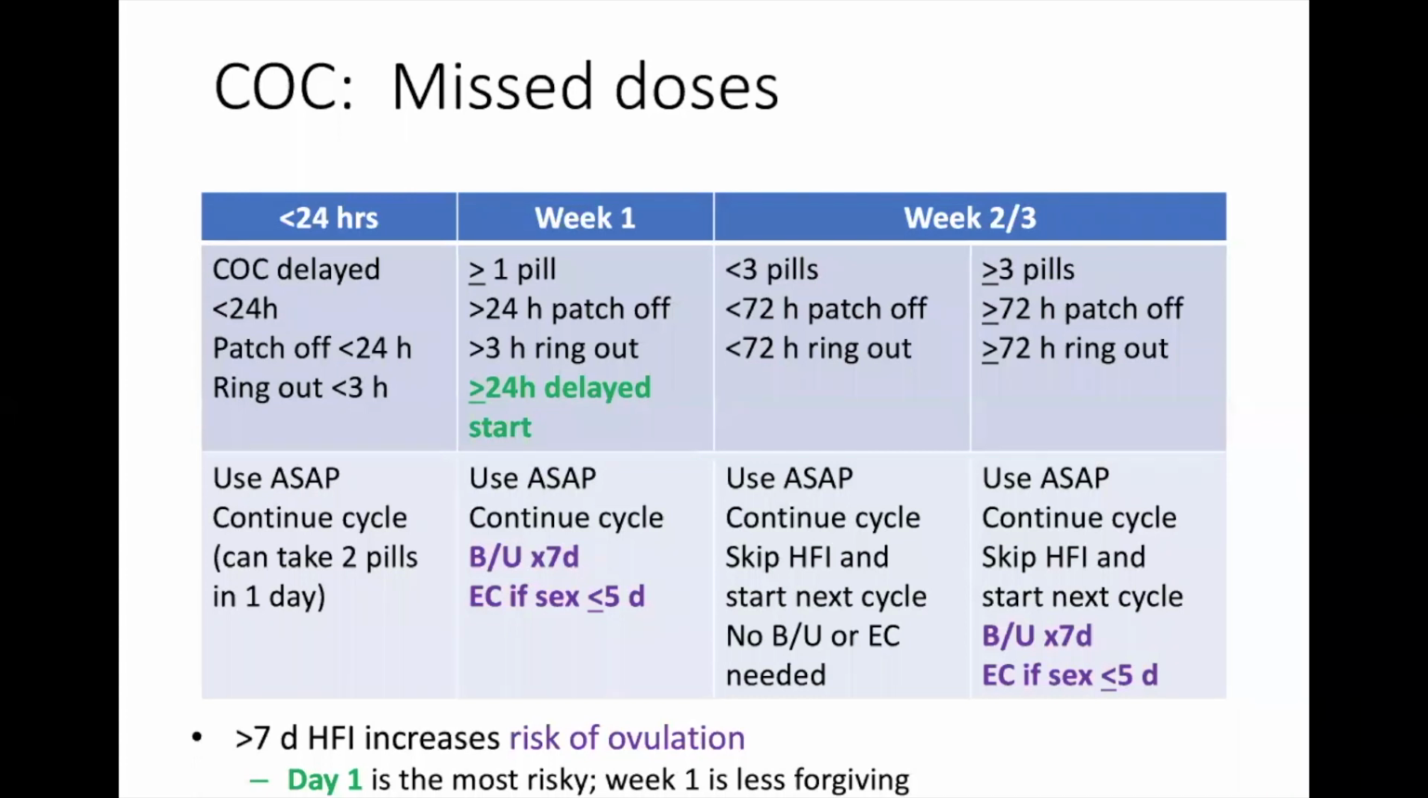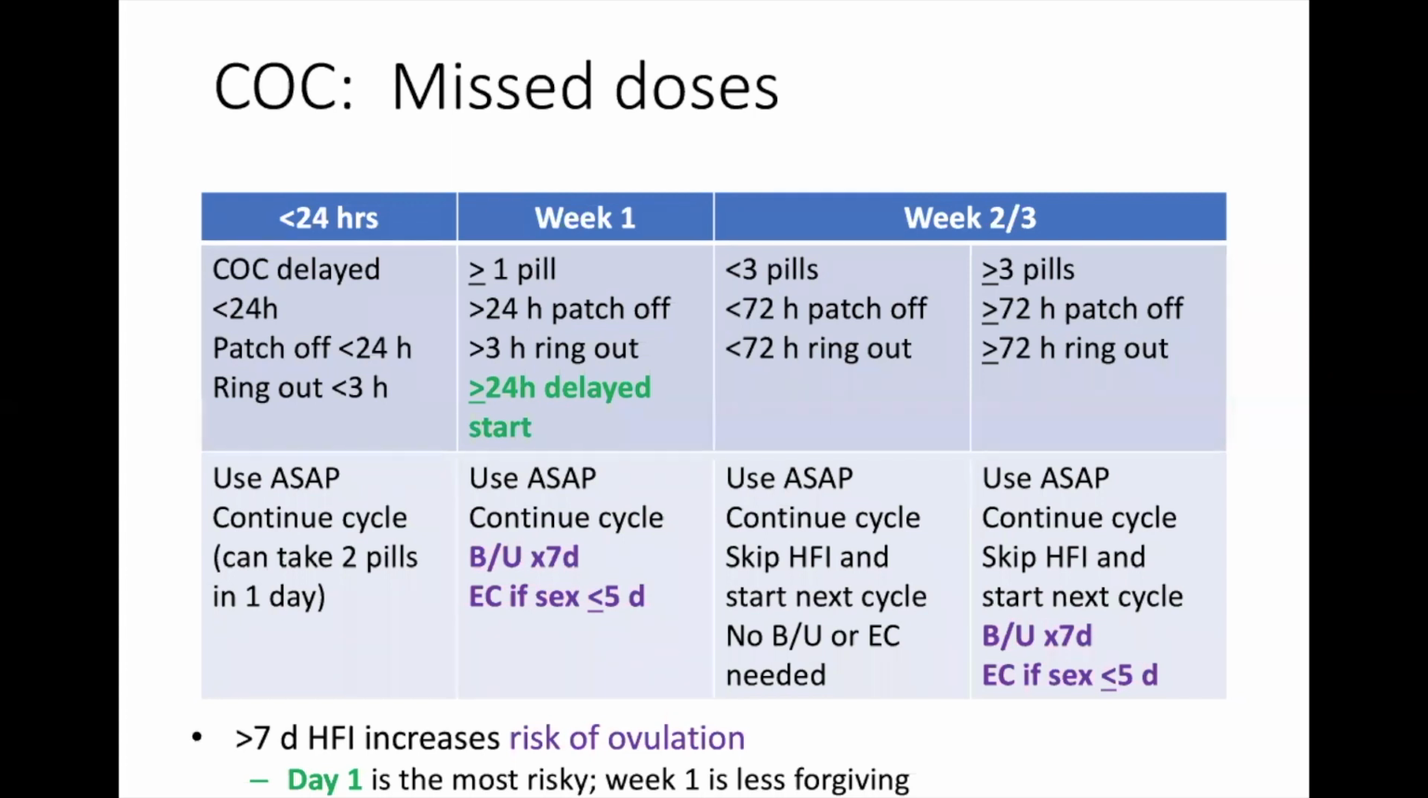In the second and third week of use of the pill, the patch and the ring. So if you have missed less than 3 pills, if the patch was off for less than 72 hours, or the ring was out for less than 72 hours, so you have to use them ASAP, continue the cycle, skip the free interval and start the next cycle with no backup or emergency contraception.